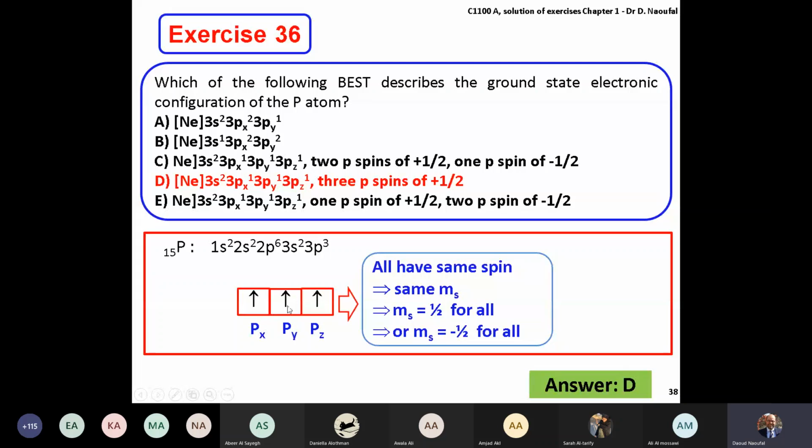So the 3 electrons have the same spin. Previously, we said that in the same level, the arrows should be written in the same direction, either the 3 arrows up or the 3 arrows down. So they have the same spin, ms.